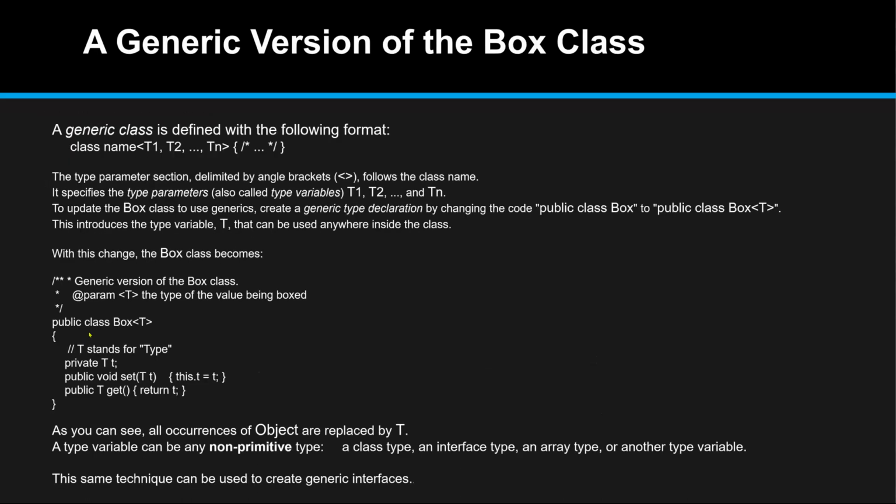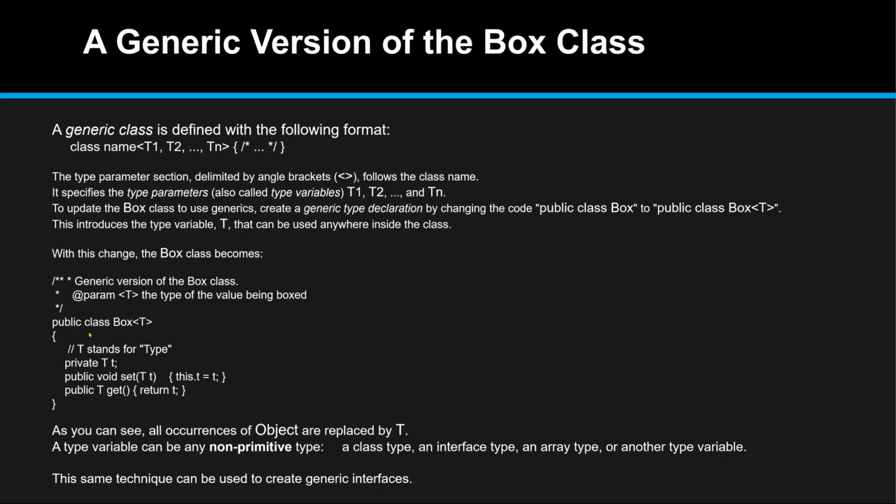So if we create a generic version, a generic class is defined with the following format. We have the class name, and then in angle brackets, we say type 1, type 2, etc., where each type is a type parameter, meaning we can reuse this elsewhere in the code as the equivalent of a type.